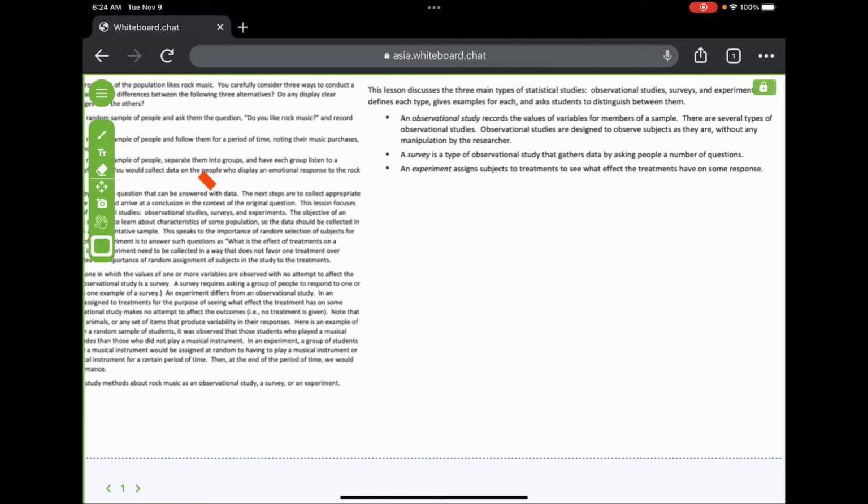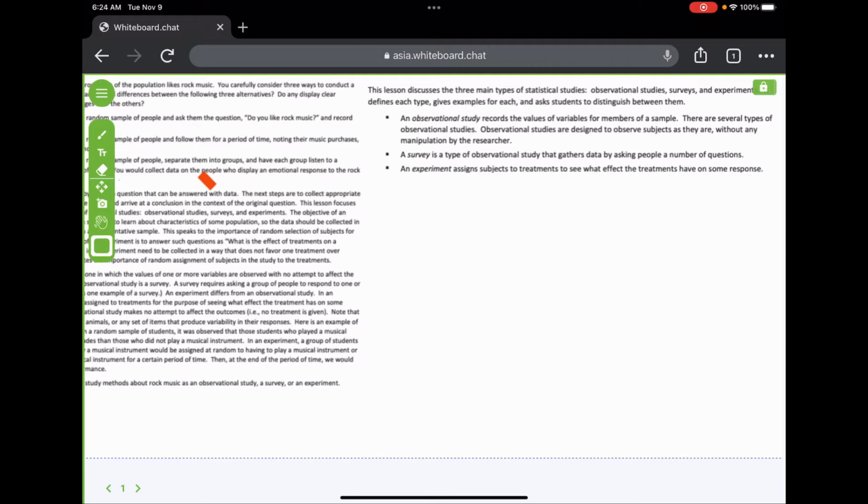Now, a survey is a type of observational study that gathers data by asking people a number of questions. So it's just simply sitting back and recording how people respond to certain questions. And an experiment assigns subjects to treatments to see what effects the treatment has on the response. Okay, so there's your three different kinds, and you need to be able to understand what those are and be able to pick those out and create those.